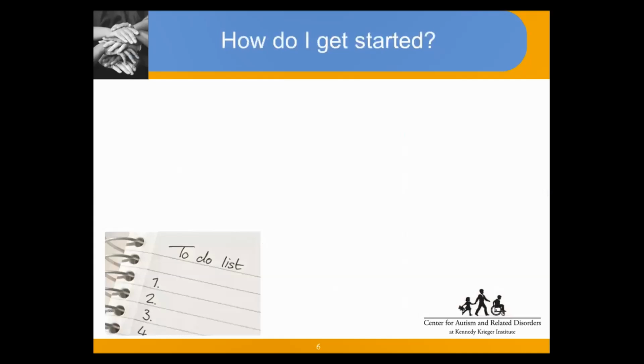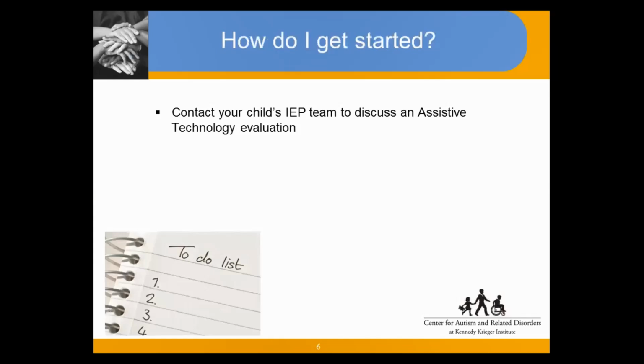So once we've identified a child who needs AAC supports or would benefit from an AAC evaluation, the first thing we would want to do would be to contact the child's IEP team to discuss an assistive technology evaluation. This is going to be really important because any private intervention services are going to be used as a supplement or support to what the child is already getting at school. So talk to them about what services or supports are already being provided in the school setting.